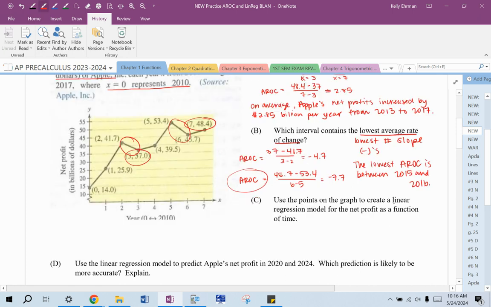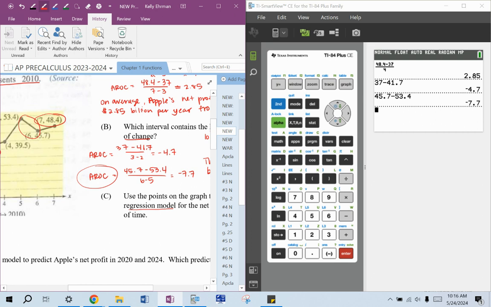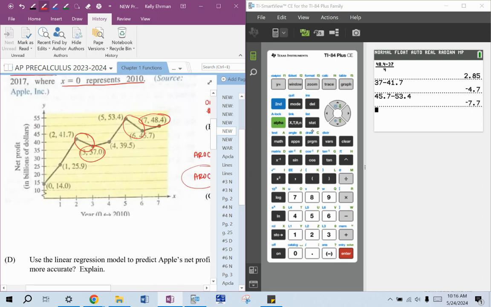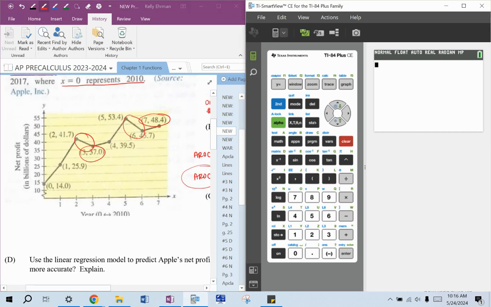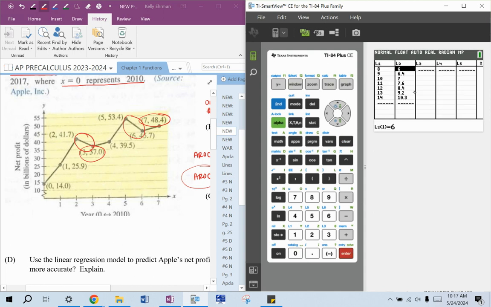Use the points on the graph to create a linear regression model for the net profit as a function of time. So it's not just pick 2 points and find a slope and point slope. This is use these data points to go into stat, edit, and plug these in. So remember, this is stat, edit. How do I get rid of these other numbers? So go up to the top heading, press clear, enter.